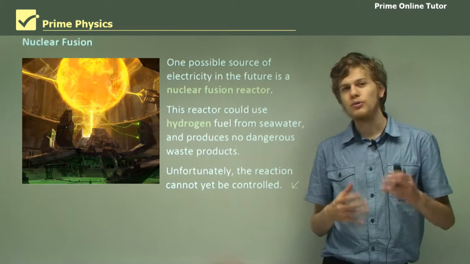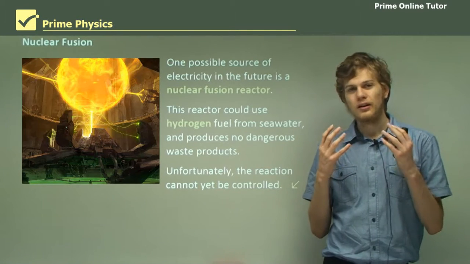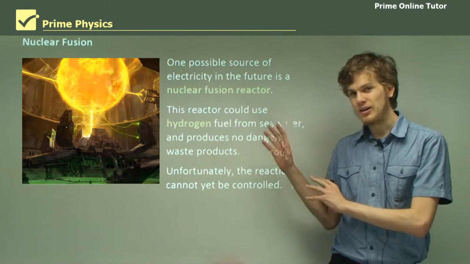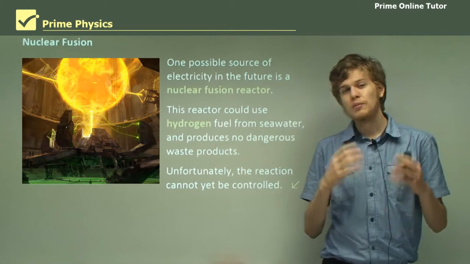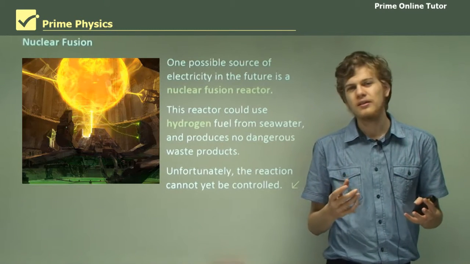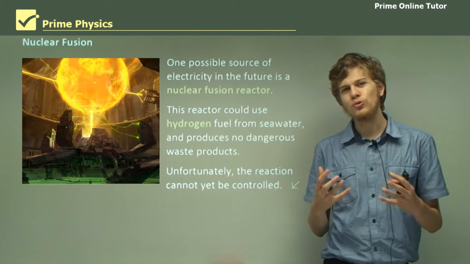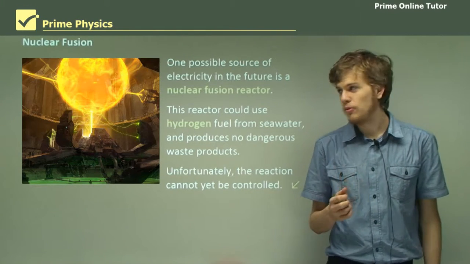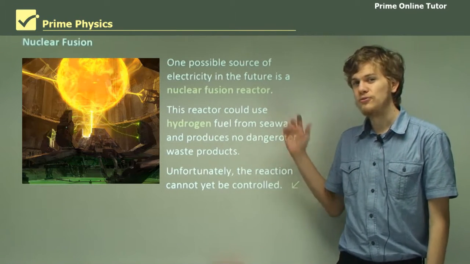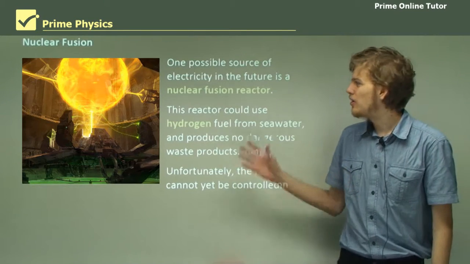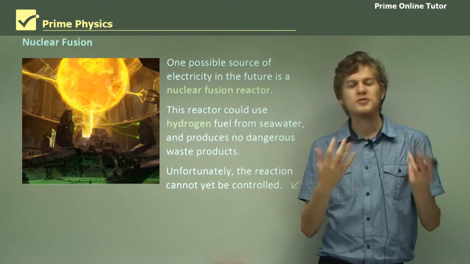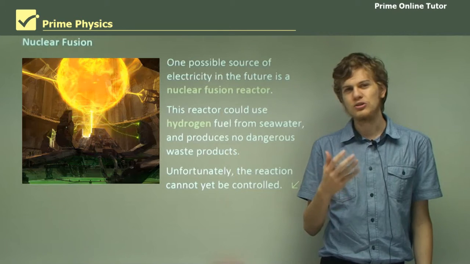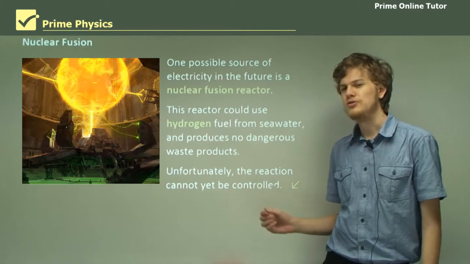So right now, if we were to create a nuclear fusion reaction, we would need temperatures so high that the reactor itself wouldn't really be able to survive. If we wanted, we could probably make a nuclear fusion bomb, which uses hydrogen fuel in order to produce huge amounts of energy, but we can't really control that and use it to produce electricity.